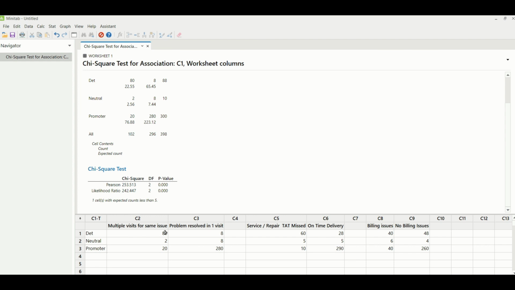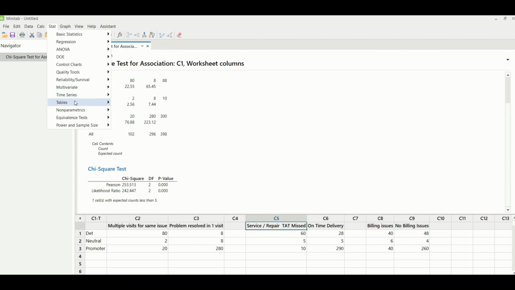So the second X is service or repair turnaround time. So for that, we will go to Stat, Tables, and Chi-Square Test for Association.